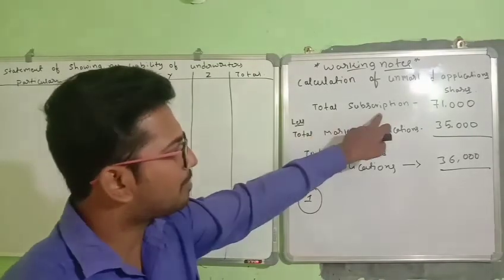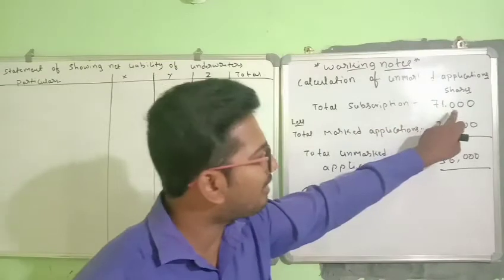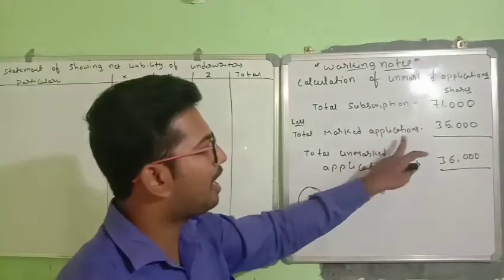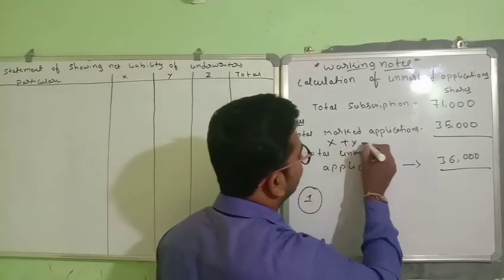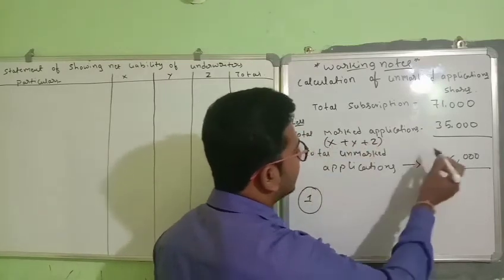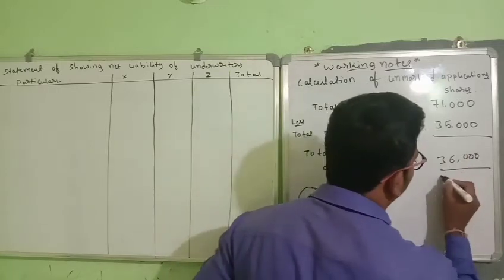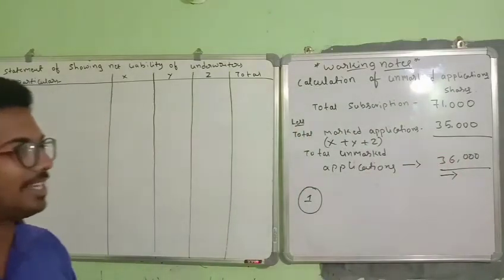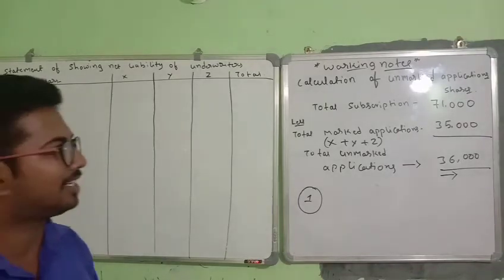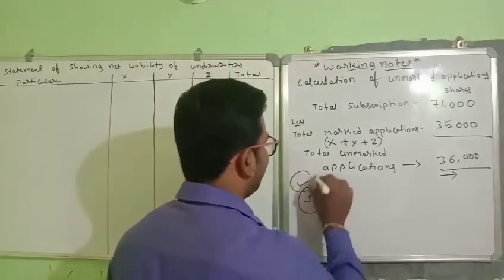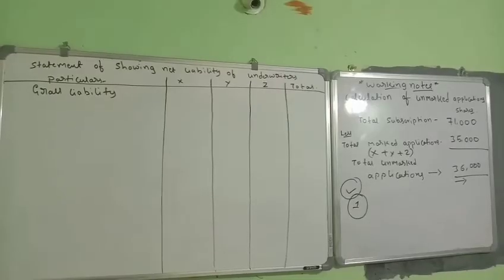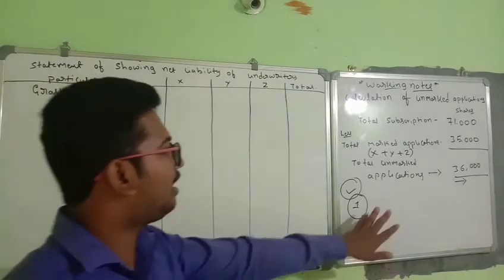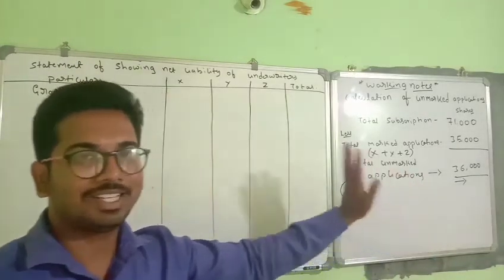So total subscription including firm underwriting is 71,000, less total marked applications consisting of X plus Y plus Z, and what you should get as unmarked applications is 36,000 here. Total unmarked applications is 36,000. This is the first working note that we found. So let's start the sum now.